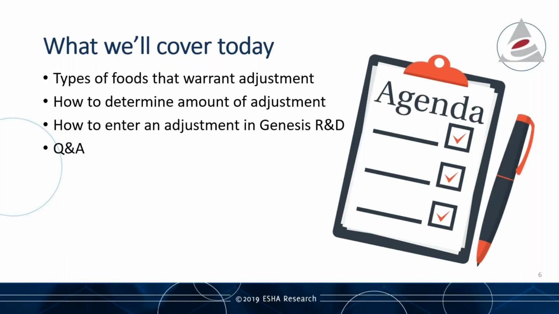What we're going to look at today, our agenda: types of foods that warrant adjustments, how to determine the amount of adjustment, how to enter that into Genesis, and we'll answer some questions both along the way and at the very end publicly. If we don't get to your question, we'll generally get to those individually after the fact. We may not answer all of those out loud because maybe it's an individual type of question. So keep those questions coming, and reach out to our support team, our nutrition team, after the fact too. With that, I'm going to hand it over to Alicia, and she's going to walk us through that topic today.